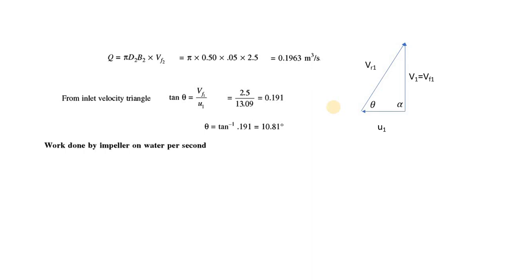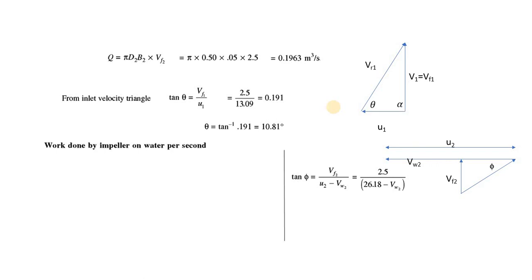Second one is work done by the impeller on water per second. Work done per second can be calculated as W by G into Vw2 U2. But as of now, Vw2 is unknown. First, let us calculate the value of Vw2. From the outlet velocity triangle, tan phi is Vf2 divided by U2 minus Vw2. The complete edge is U2, and out of this Vw2 is this portion, so obviously the other distance becomes U2 minus Vw2. So it's 2.5 divided by 26.18 minus Vw2, where Vw2 is unknown, but phi is known, 40 degrees. Rearranging and substituting, Vw2 calculated is around 23.2 meter per second.